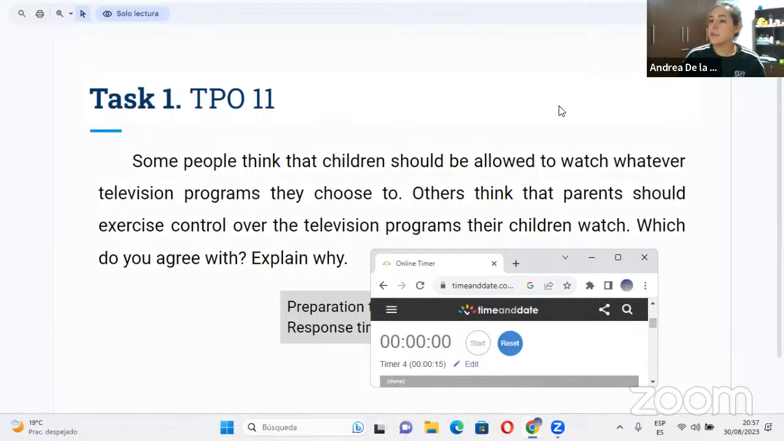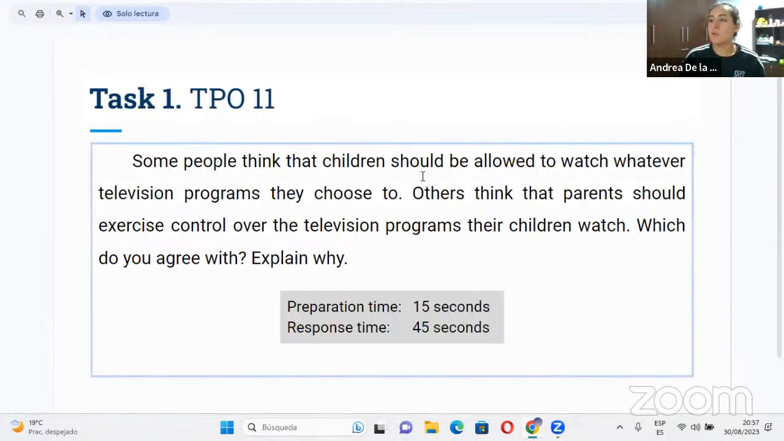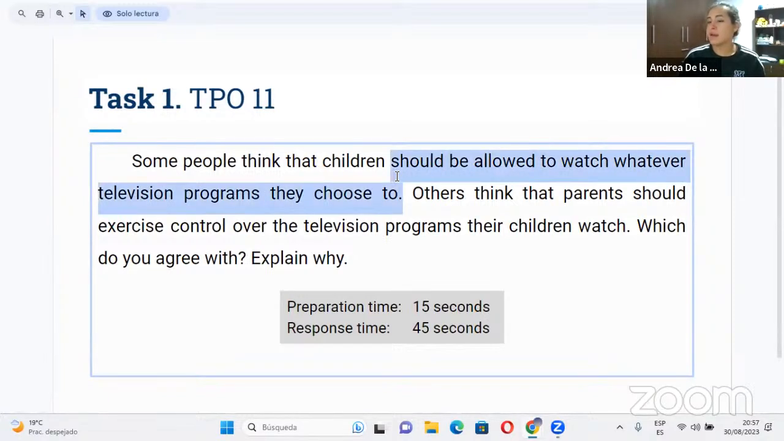So in this case, maybe some ideas. If you are going for the option that children should be allowed to watch whatever they want, maybe you can say that, I don't know, that way they learn about everything, right? It doesn't have to be true. You don't have to actually believe that. Maybe that's one idea you can use. Or maybe that they feel more in control with themselves.